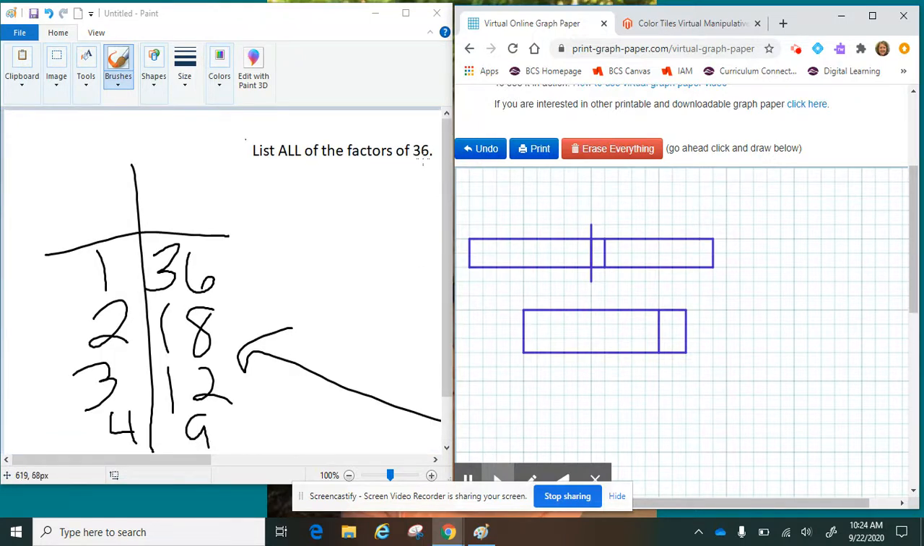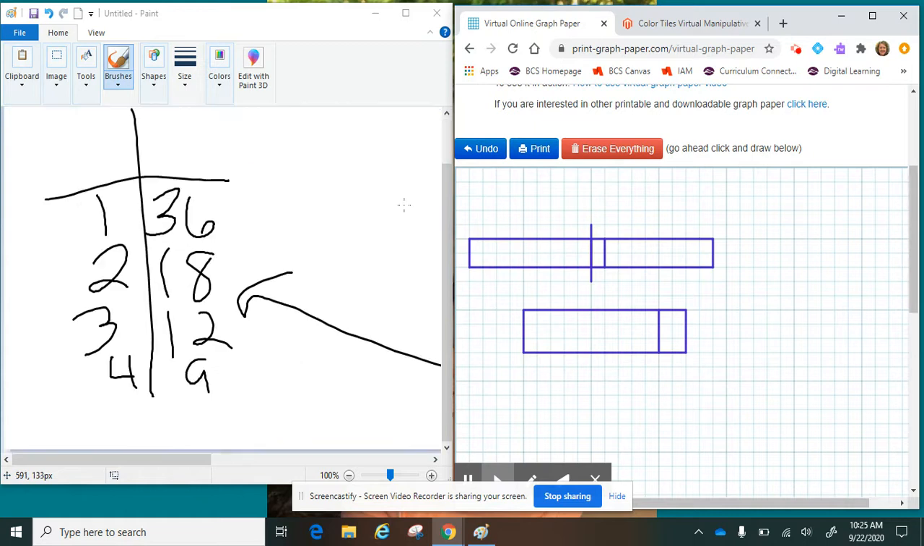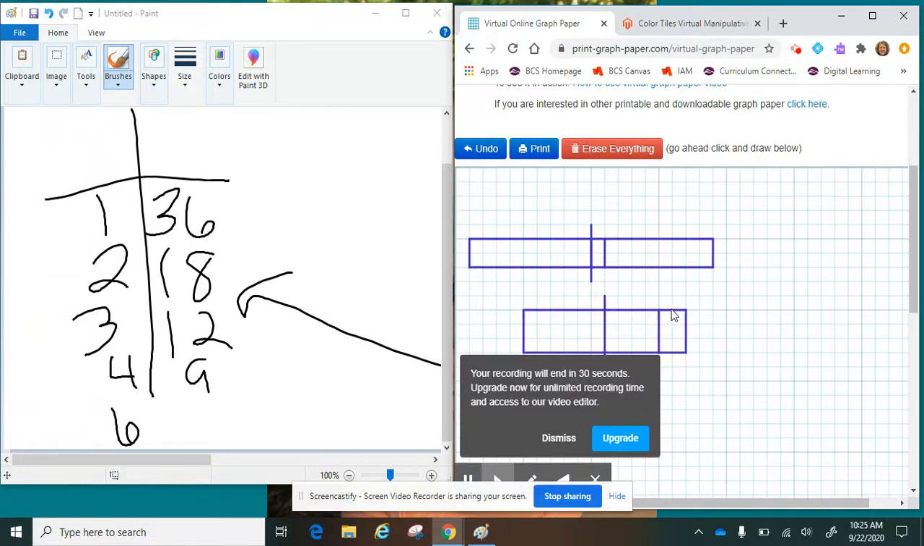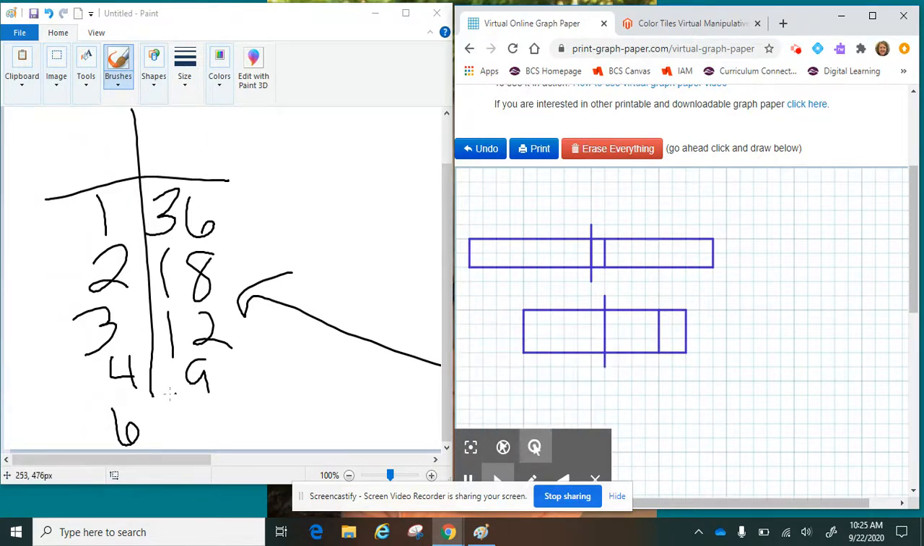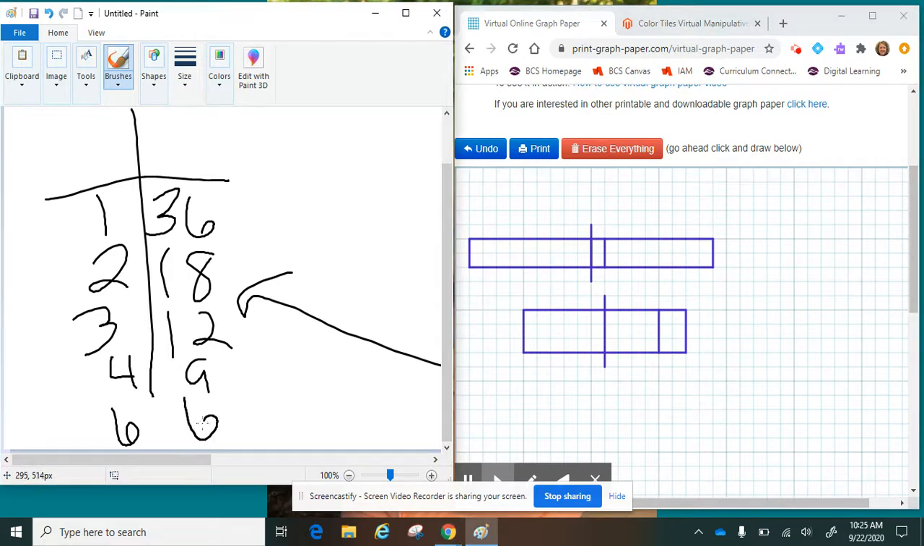And then finally, 6. I know 5 won't work because multiples of 5 all end in 5 or 0, and 36 has a 6 in the ones place. But then I could try 6 as my next factor. Same thing with this. I could take this and cut it in half. Okay. I did have a 3 by 12, and I can literally take this 12 here, cut it in half to have 6. Okay. So I know that 6 by 6 is also a factor pair for 36.